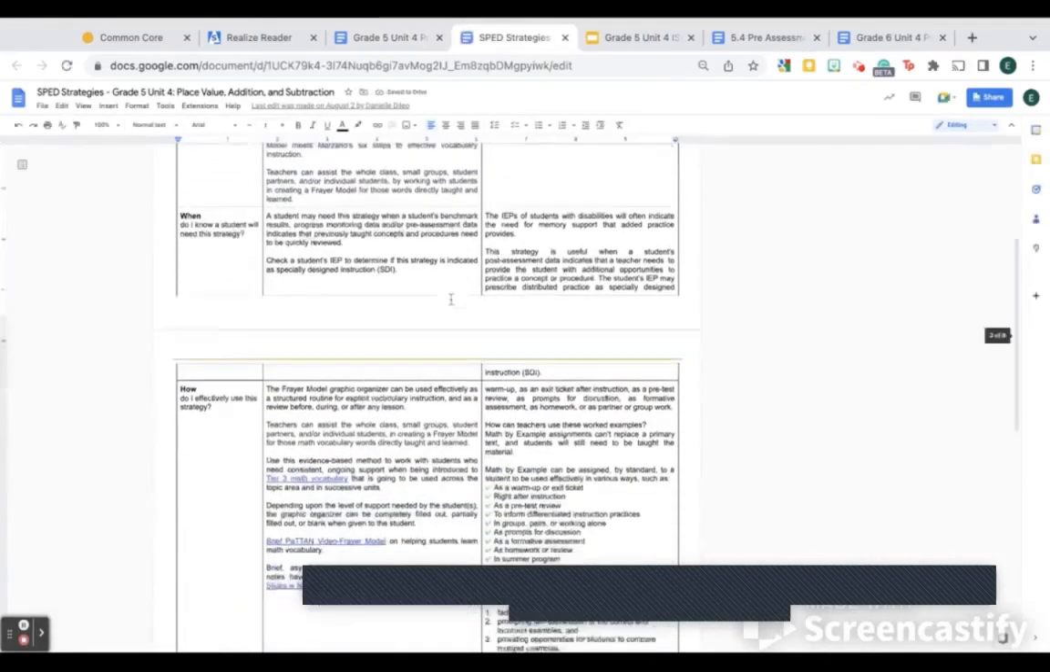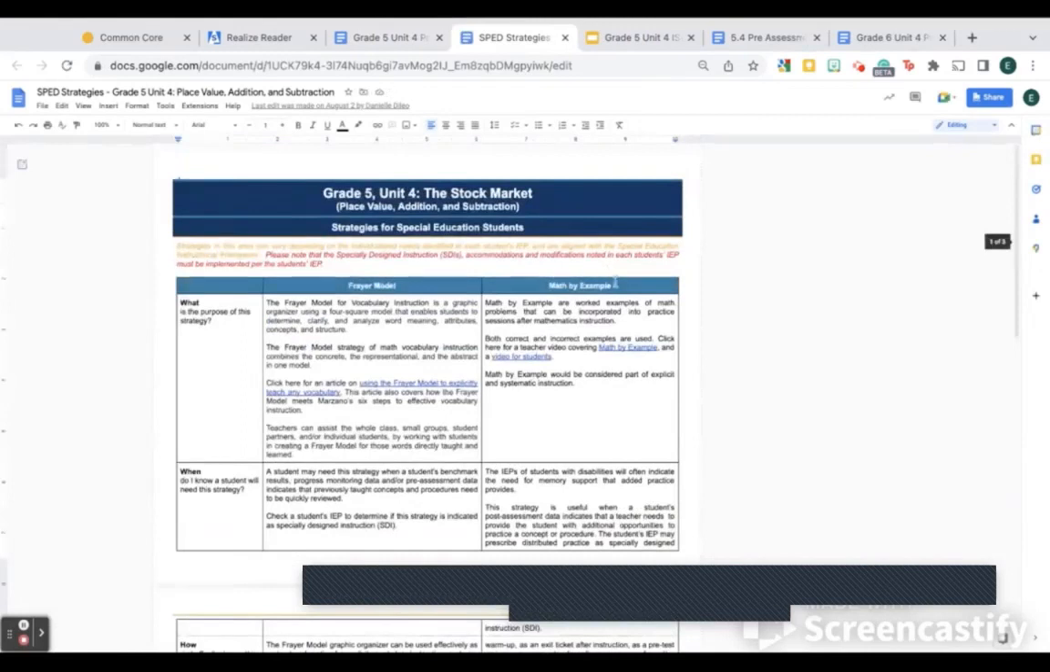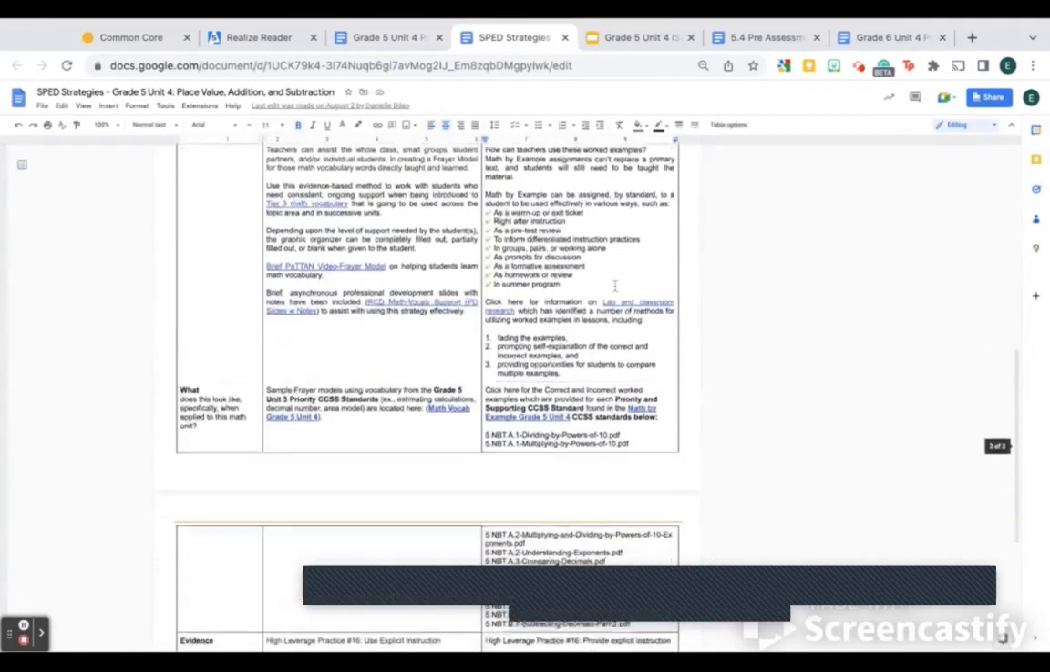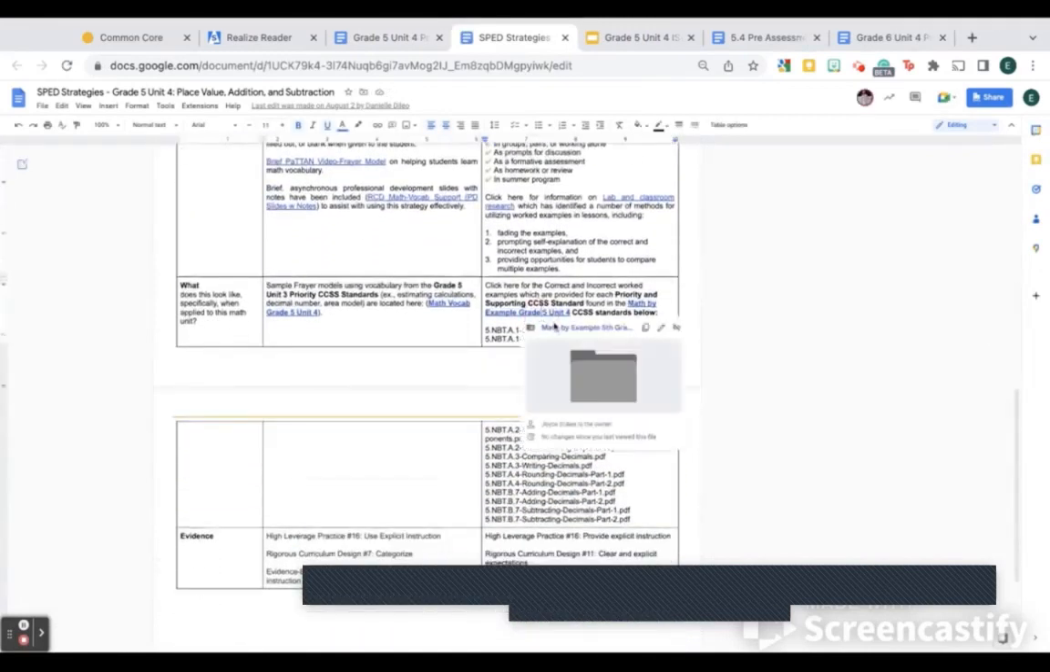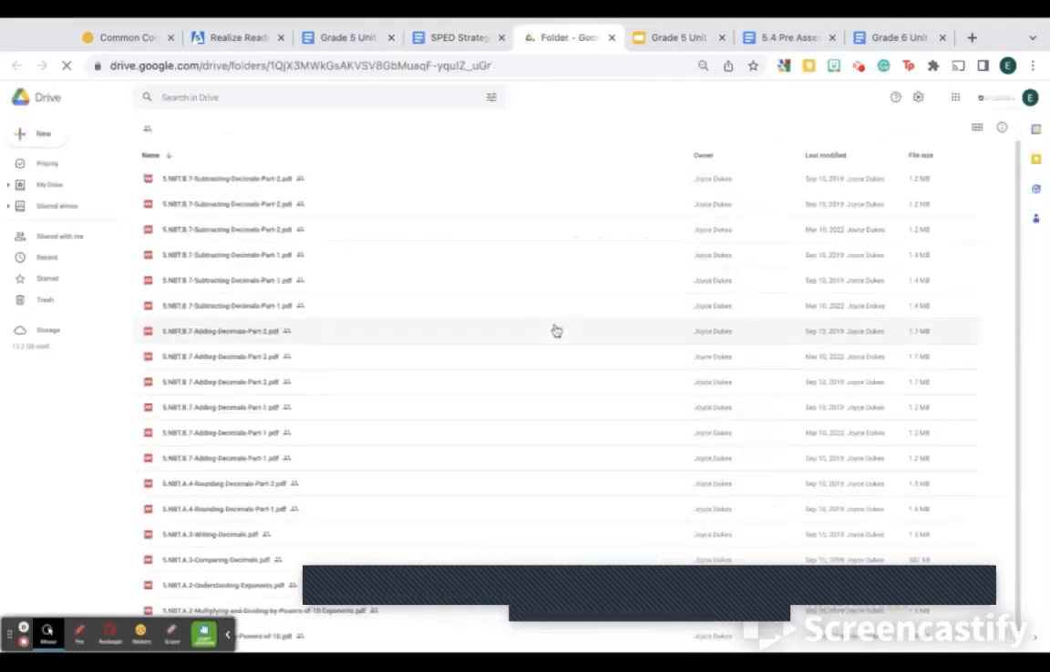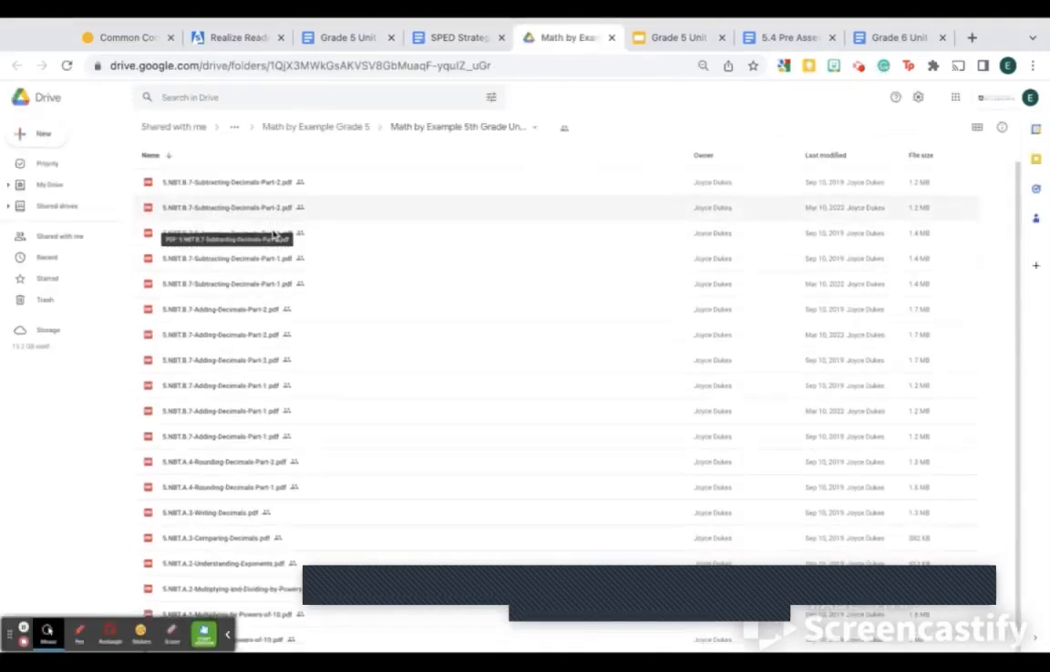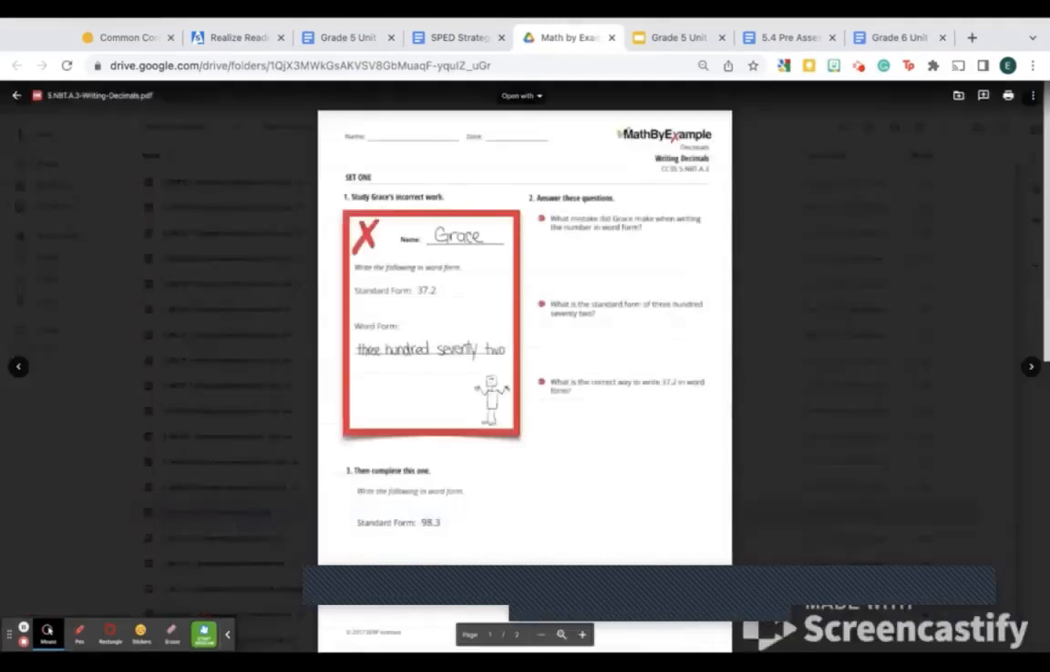One thing I want to point out is actually for grades 4 and 5 in the special education document, there is something called Math by Example. And if you go down there, it's a concrete resource that you can actually print out and use. So in this lesson, I'm not adding and subtracting, I'm actually writing decimals. That's the one that's aligned to my learning target. I could use this in small group. I could have a center where students are doing this. I could assign it to some students. I could assign it to all students.